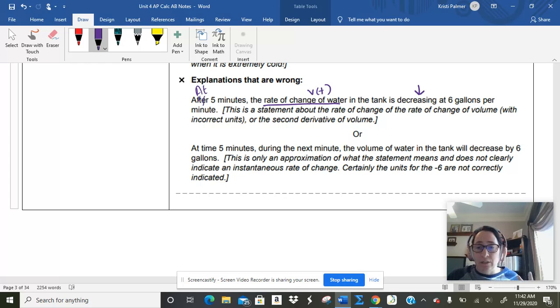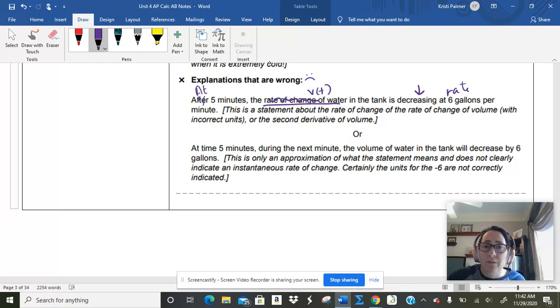That's an acceleration. So that's not true. It's not the rate of change of the water, it's just the water is decreasing at this rate. So hopefully you see that difference. We don't want to get to that second derivative. We want to keep it with the first derivative. So that's what they did here, which is wrong: they said the rate of change of the water, not the volume.